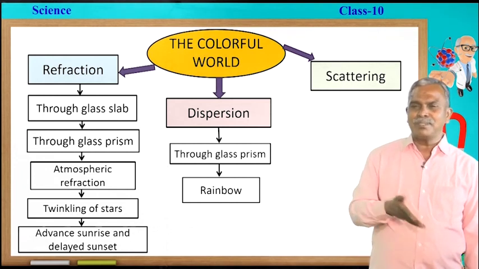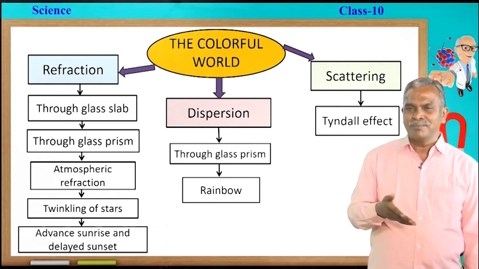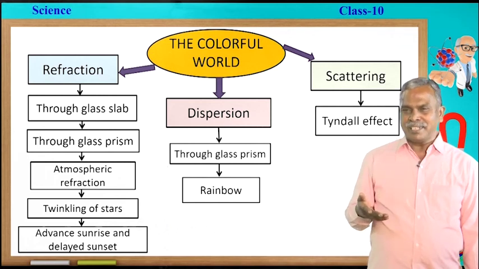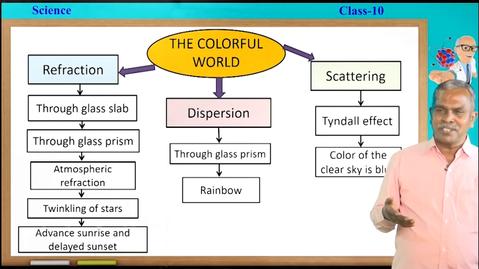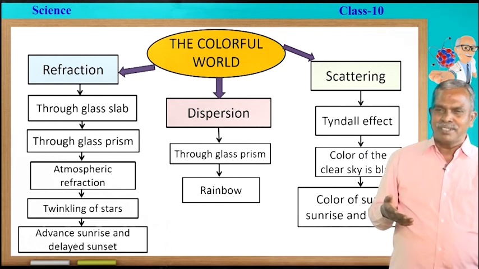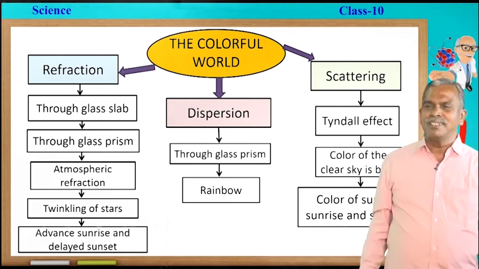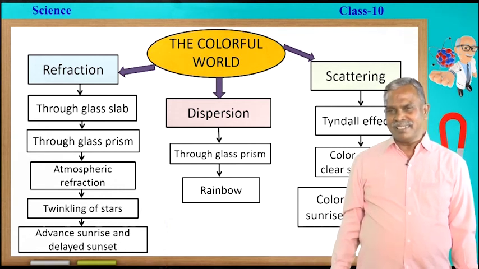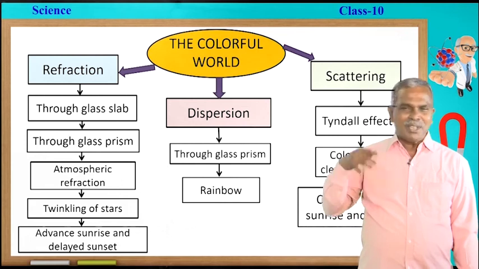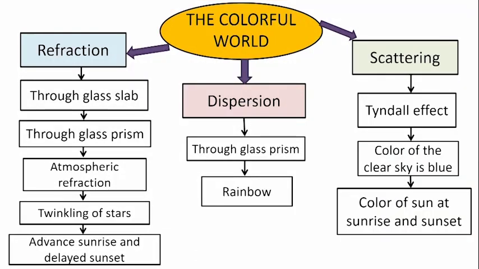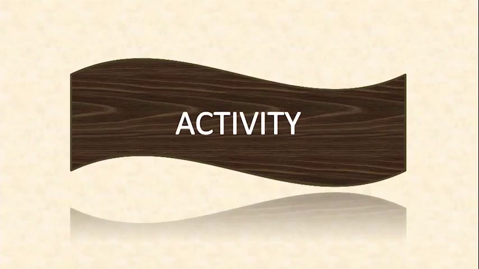Then scattering of the light, just today we discussed, and Tyndall effect. Next, the color of the sky appears to be blue. The next, color of the sun during sunrise and sunset. So, in this manner, by using the mind map, recall all the important points and try to elicit them in the form of the important aspects.